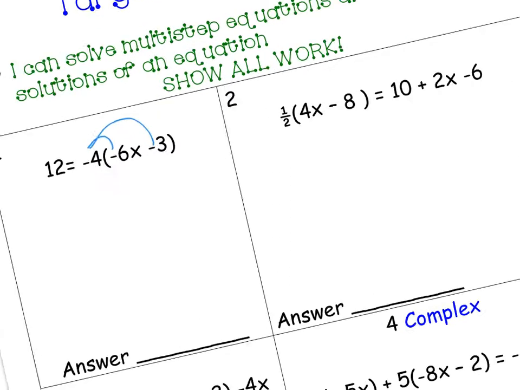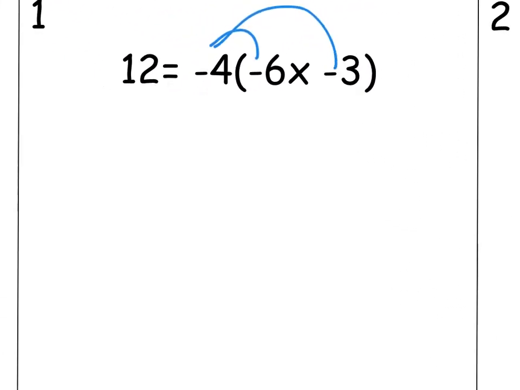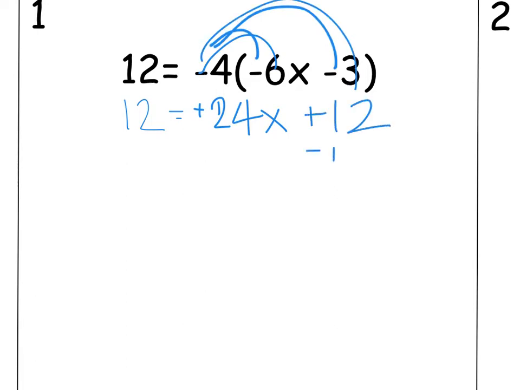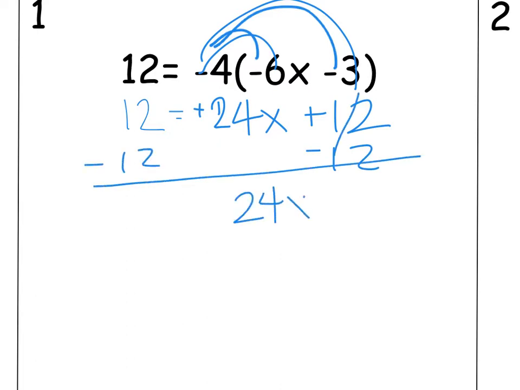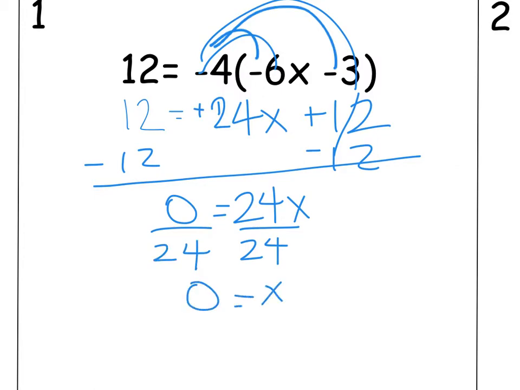And let's see if I can zoom in a little. Okay. And we're going to get 12 equals positive 24x. Negative times a negative. Negative 4 times negative 3 is positive 12. I'm going to subtract 12. So 24x equals 0. Divide by 24. X is still equal to 0. Okay.